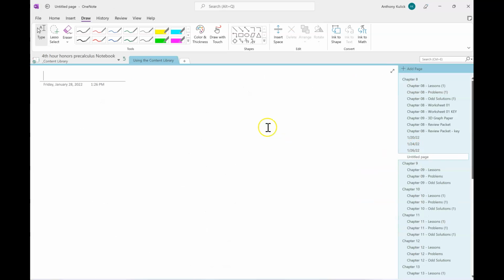So 58 asks us to determine whether the following point lies on the line. So our point here is (15, -20). And our line is in linear combination form.